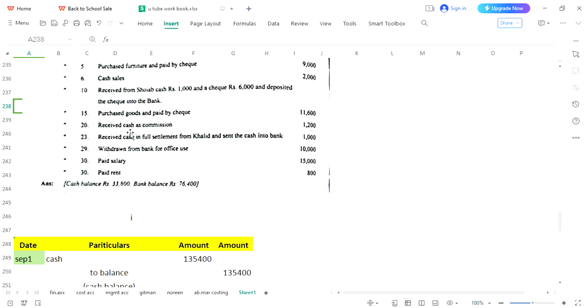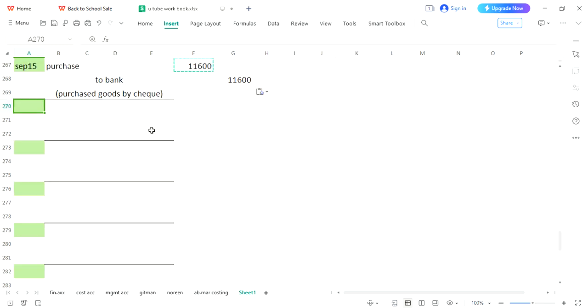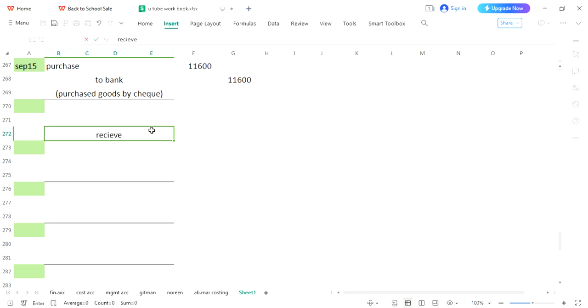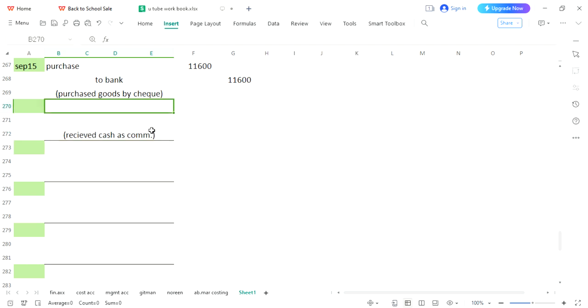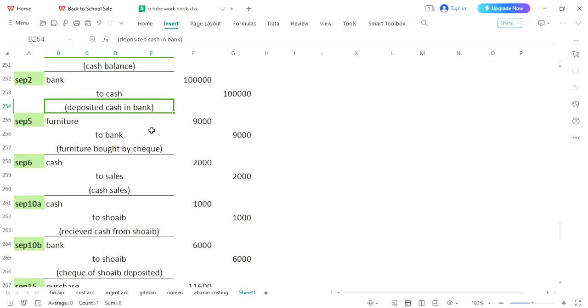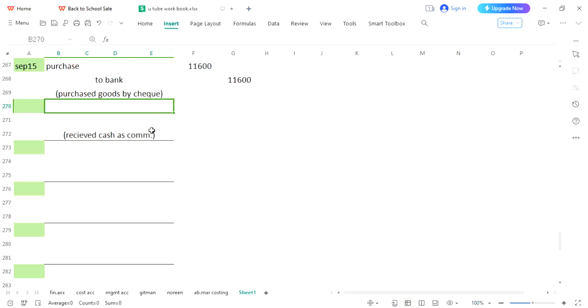Next is received cash as commission. So you will put over here, received cash as commission. Since we do not have enough space, so I am making a short sentence narration. Received cash as commission. This was our entry. When you will receive cash, it means cash is coming in. Cash is your asset. Asset is increasing. Increase in asset should be debited. So you will write cash on debit side.